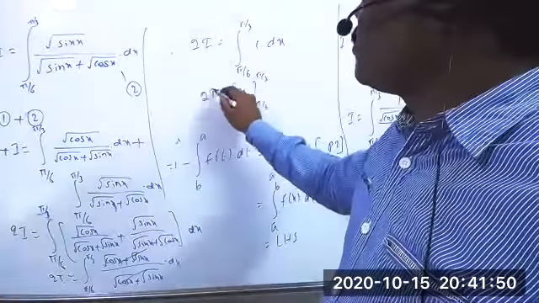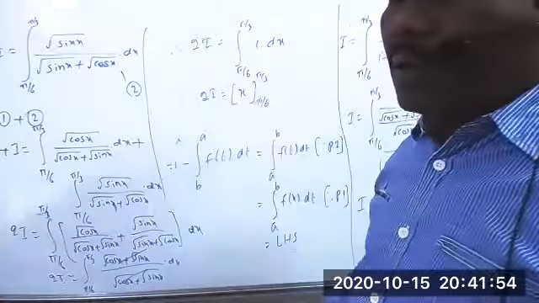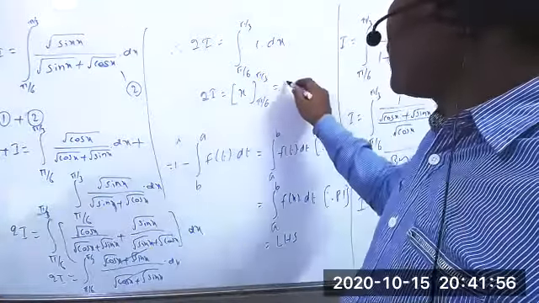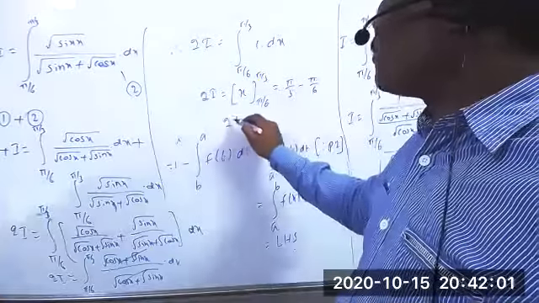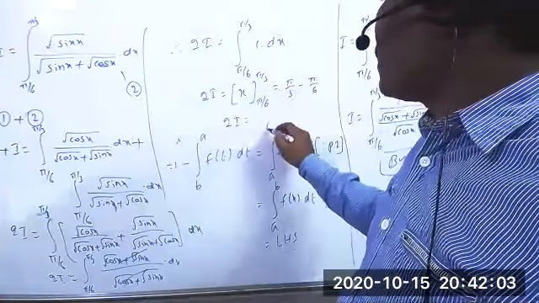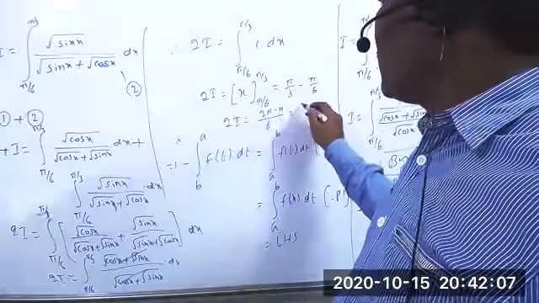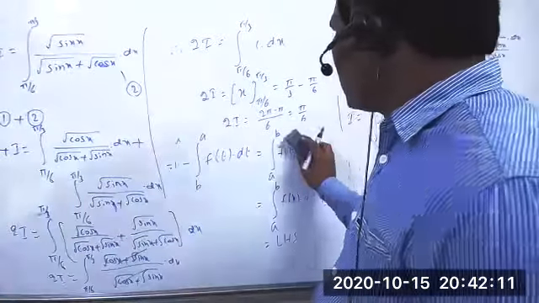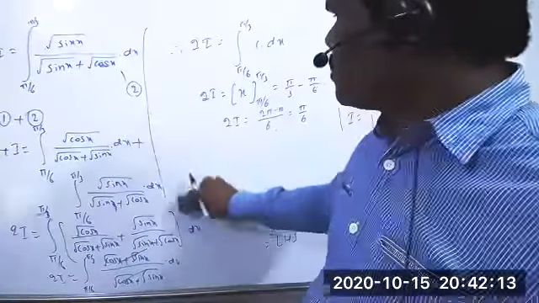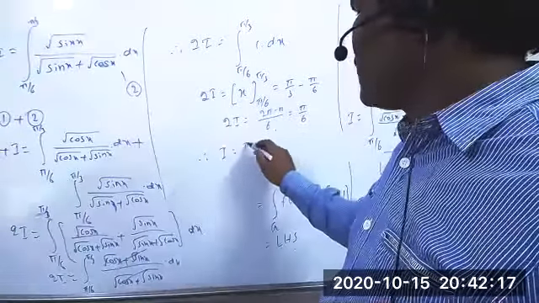This is the value of 2I. Now upper limit minus lower limit you can take. So pi by 3 minus pi by 6. So the value of 2I is equal to, take the LCM here now. 6 is the LCM. So 2 pi minus pi is equal to pi by 6. So that implies the value of I is equal to how much? So therefore, the value of I is equal to pi by 12.